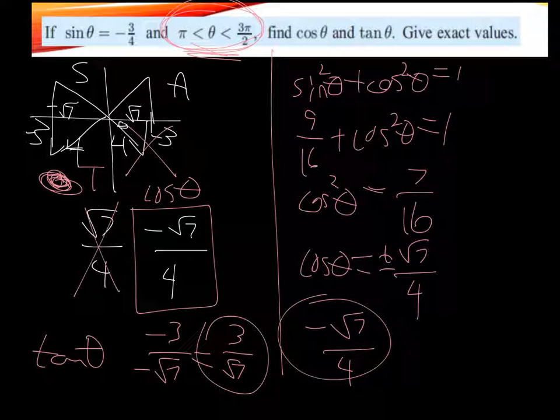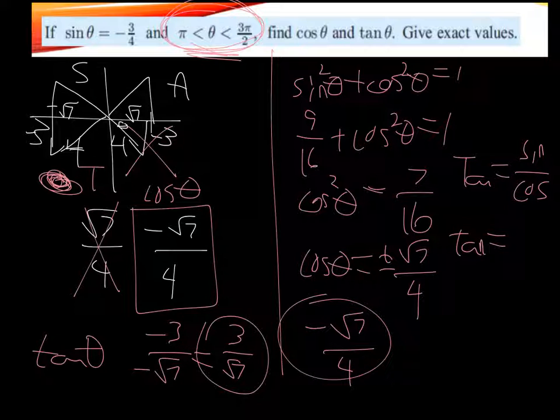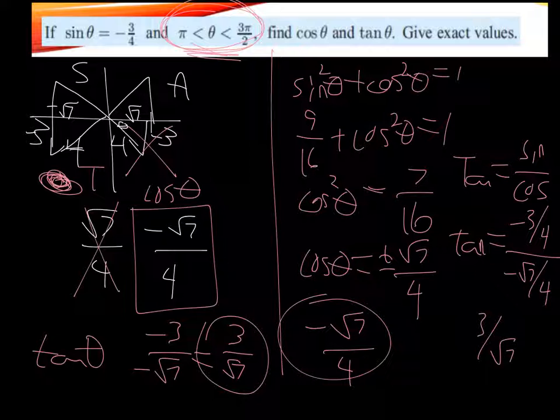Tangent becomes harder to do, though actually it's not that bad. So we have tangent equals sine over cosine. So tangent equals, our sine value was negative 3/4, our cosine value is negative root 7 over 4, and then you just have to simplify that fraction. And when you do that, of course, you're going to get 3 over root 7 for tangent like we got on the other side. So both methods work. It's up to you. I would recommend having an understanding of both, though.